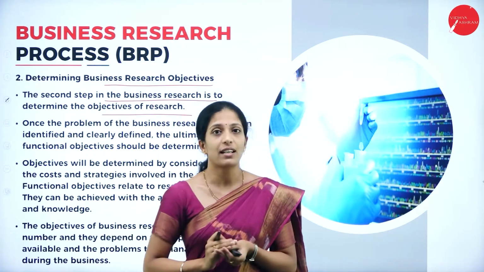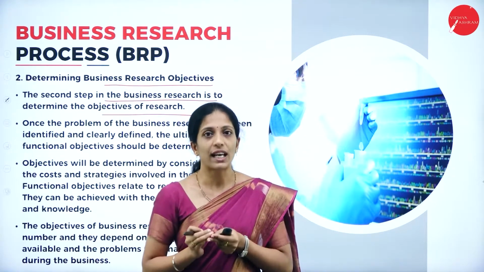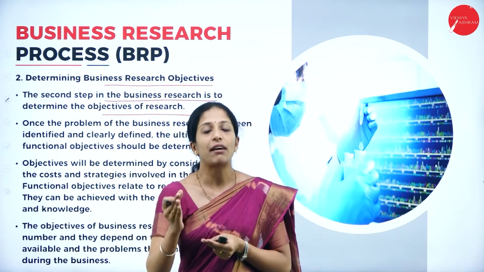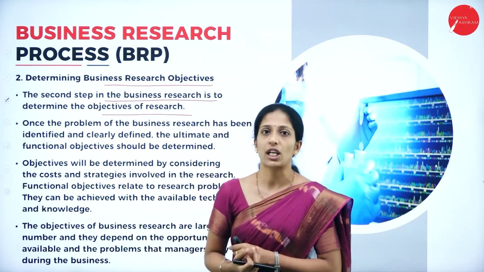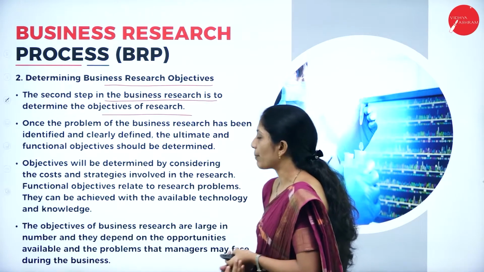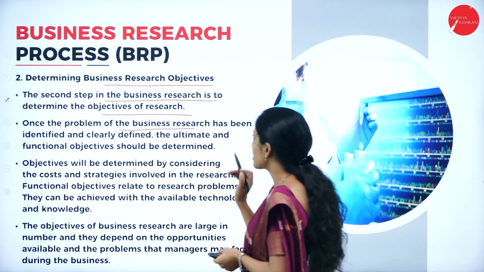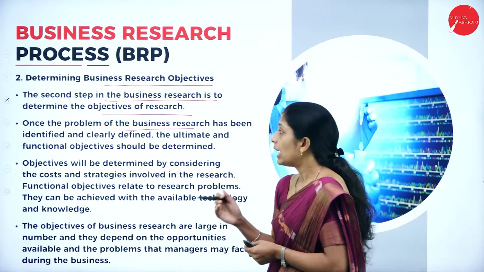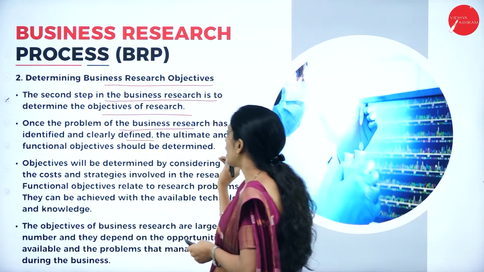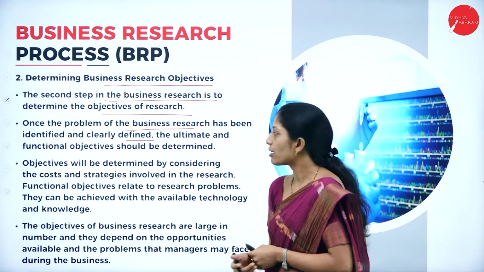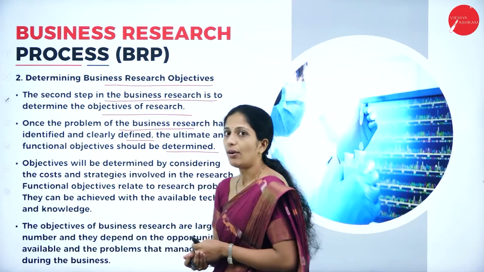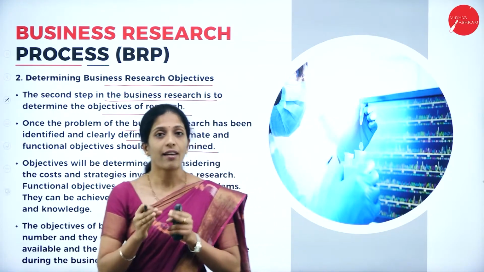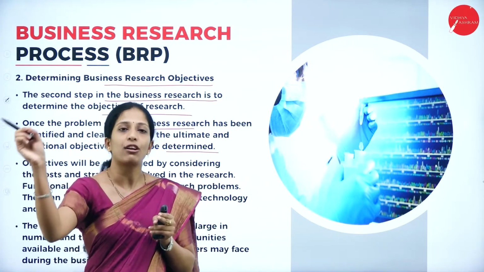Of course, we have identified the problem. Now we are going to collect the information. So why do we have to collect the information? What is the objective? That is your second step. Once the problem of the business research has been identified and clearly defined, the ultimate and functional objective should be determined. Now, I have identified the problem. Now, what is the main objective?